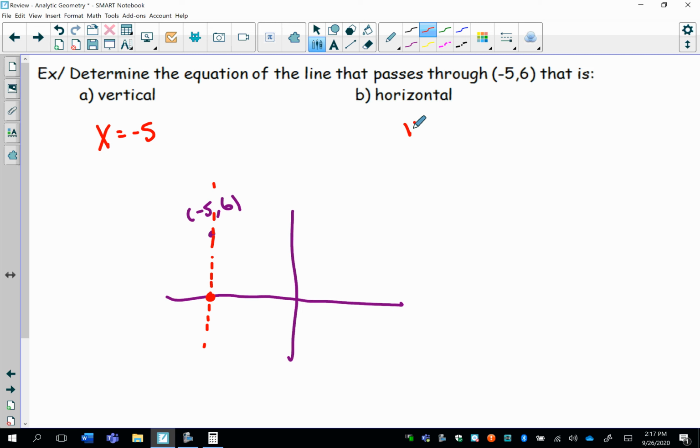Can you guys remember the other one? Y has to be a horizontal line, would be like this, right? What's the Y value going through? Well, it's the same height. It's always at 6. And we like vertical and horizontal line equations. They're actually the fastest things to do.